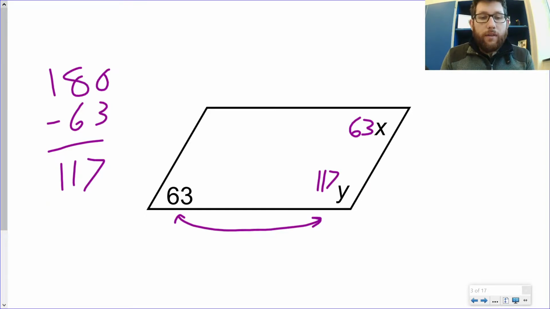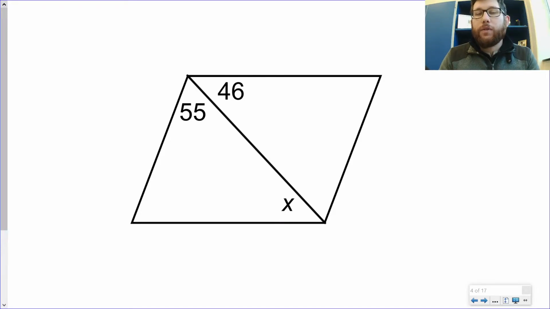So that's a nice review. Remember, angles opposite each other are congruent. Angles next to each other add up to 180. Now, what we're going to do is add one more step in here that's going to mix things up a little bit.